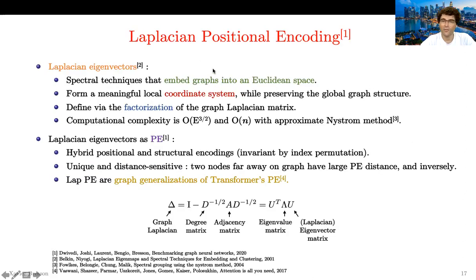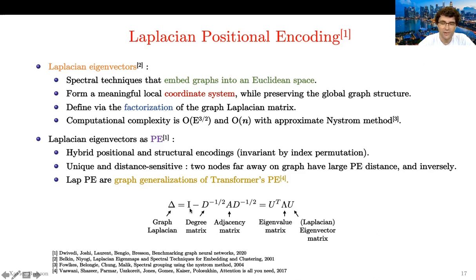So for this, we proposed last year Laplacian positional encoding. They are based on the Laplacian eigenvectors. They are spectral techniques that embed graphs into Euclidean space, and they form this way coordinate systems that basically preserve the global graph structure. They are defined via factorization of the graph Laplacian matrix.